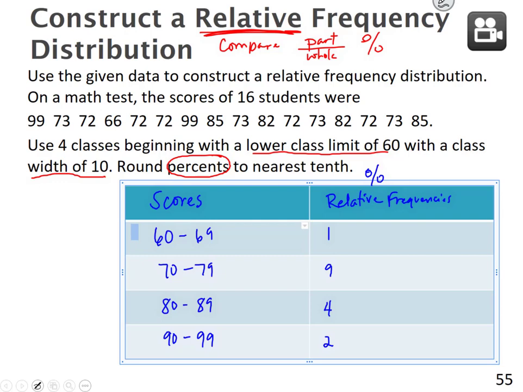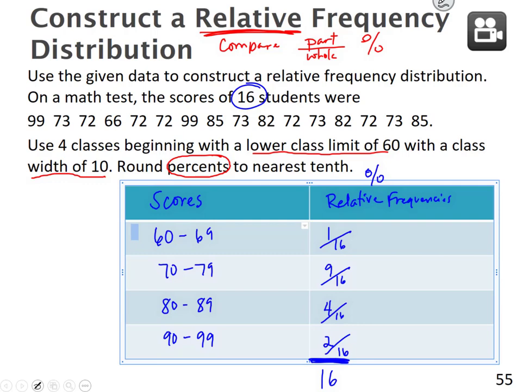But this time we need to compare it to the whole. And if you'll remember last time, we added it all up to begin with and ended up with 16, which matches how many students we knew were in the data. And so we're simply just going to divide 1 by 16, 9 divided by 16, 4 divided by 16, 2 divided by 16. Relative is just part out of the whole, a comparison.